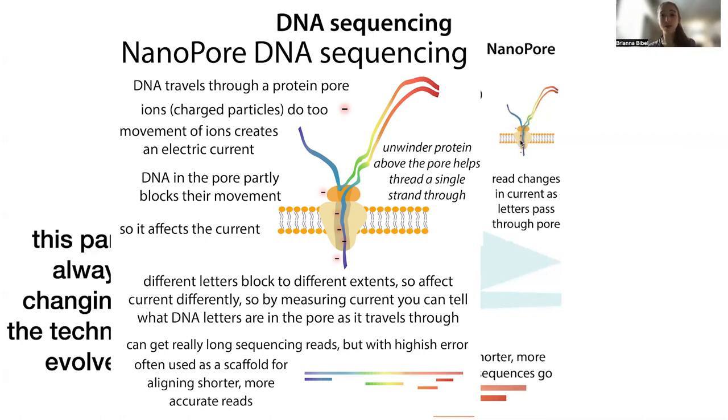This is going to give you long reads from native DNA, but there could be more errors. And so it's often combined with some of these shorter read technologies that have a higher accuracy, combining methods to use longer reads as scaffolds for placing together the smaller reads.